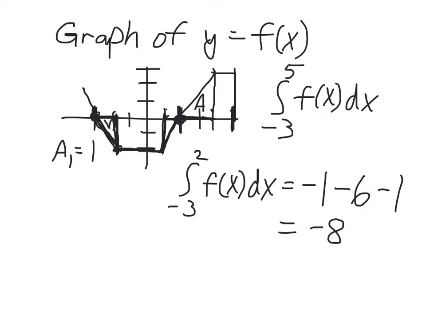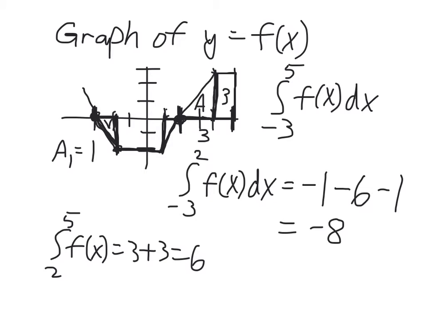Okay, we'd have 1/2 times the base of 2, so 1/2 times 2, and then times the height would be 3. Area of that triangle is 3, and then the rectangle would be what? 3. Okay, another 3. So from 2 to 5, we get 6. So overall, the integral would be what? -8 plus 6 would give us overall integral of -2.